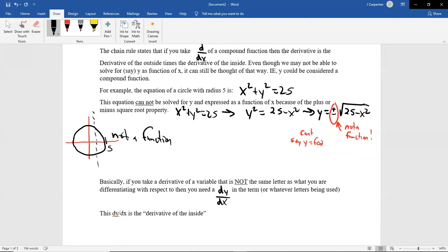So again, whenever you take a derivative of a variable that's not the same as the letter you're differentiating with respect to. So this circle is the first one we're going to do. And I'm going to ask us to find dy/dx, which means we're finding the derivative of y with respect to x. So when we're doing derivatives, we're treating the x as the regular input, but whenever we go to take a derivative of a y, we would have to throw this extra dy/dx in.